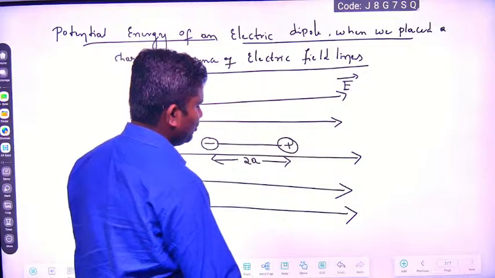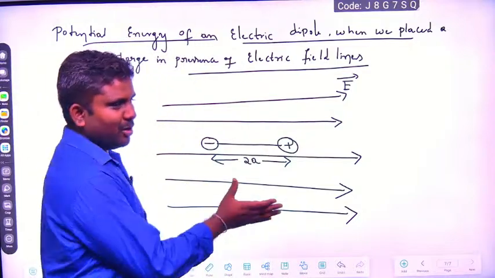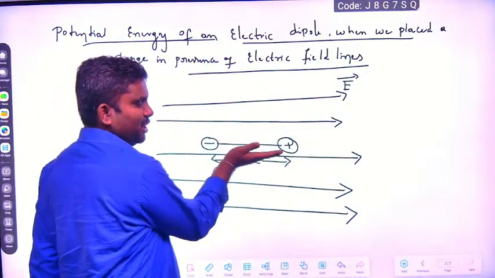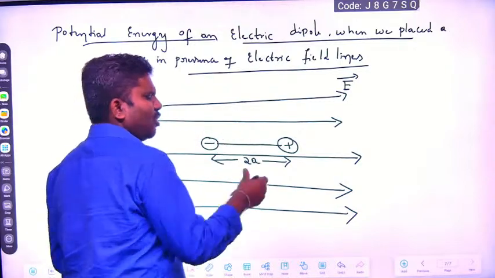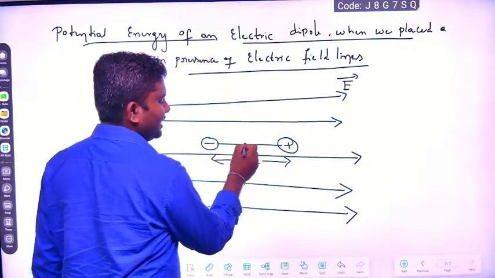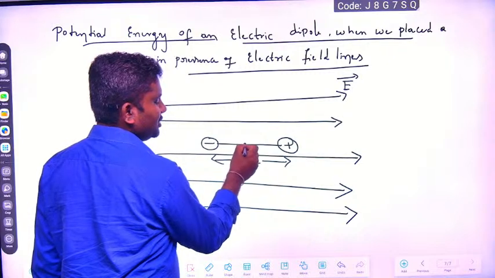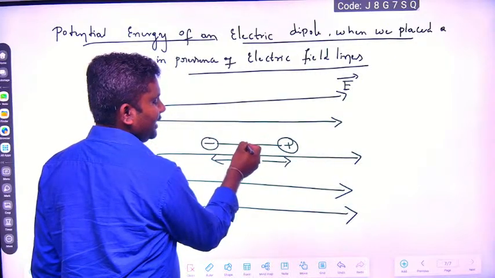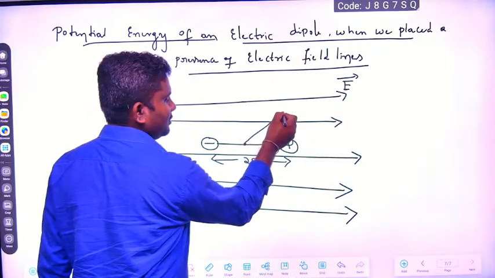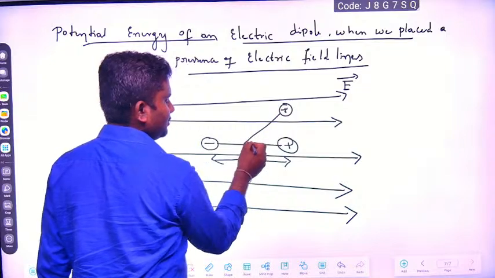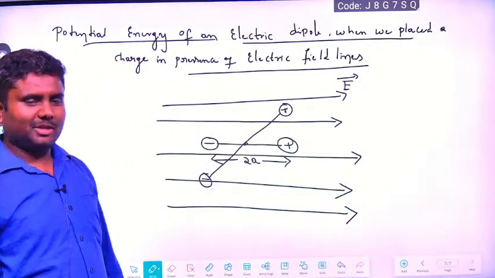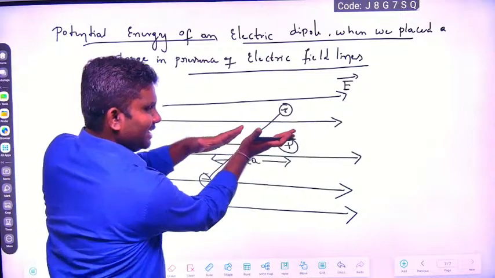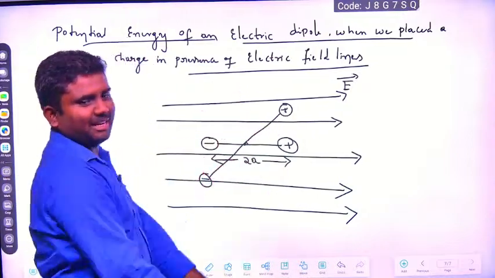Now what I will do is just touch this dipole and rotate it in the anti-clockwise direction. Just a small rotation I will give. This is the center of the dipole. Understood? This is the positive charge and this one is the negative charge. What did I do? I just tilted it by some force.